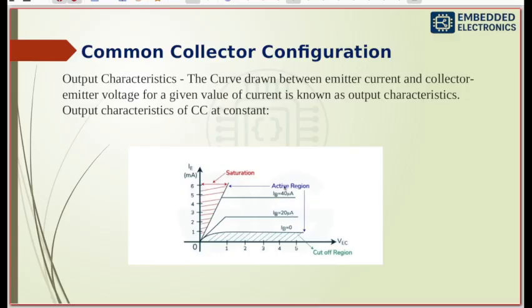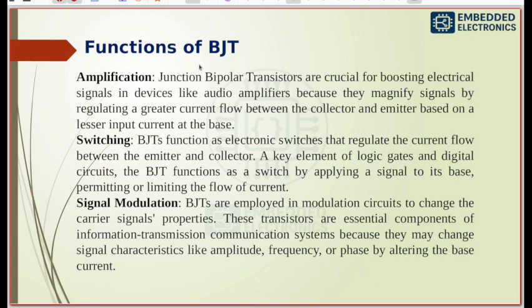And next is the output characteristics. The curve drawn between the emitter current and the collector emitter voltage for a given value of current is known as the output characteristics. And the functions of BJT: we use it in amplification, switching and signal modulation.